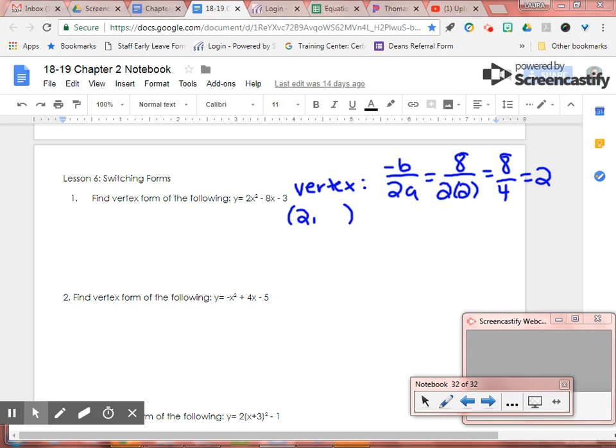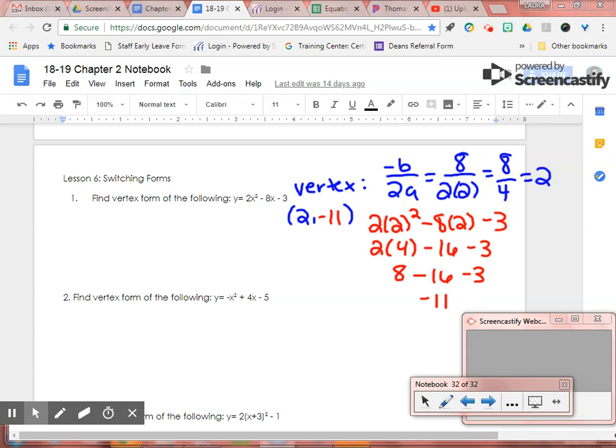So now to find the y part of our vertex, we want to plug this back in. So 2 times 2 squared, minus 8 times 2, minus 3. So do our exponents first. So this is going to be 2 times 4, minus 16, minus 3. So now I have 8 minus 16 minus 3, and 8 minus 16 minus 3 is negative 11. So that's the other part of our vertex.